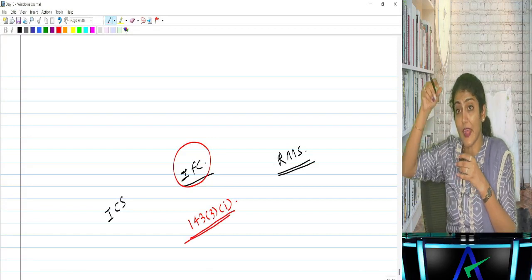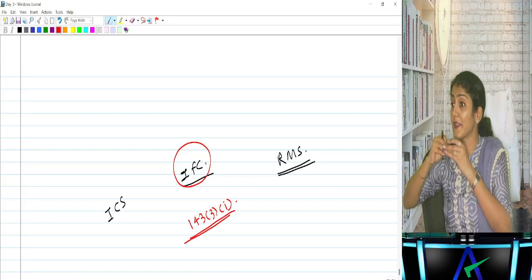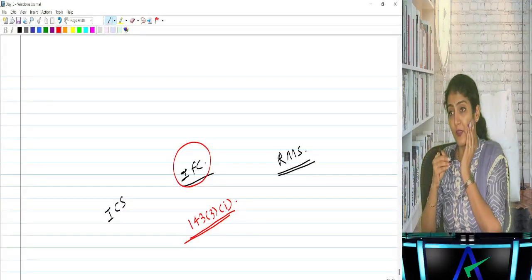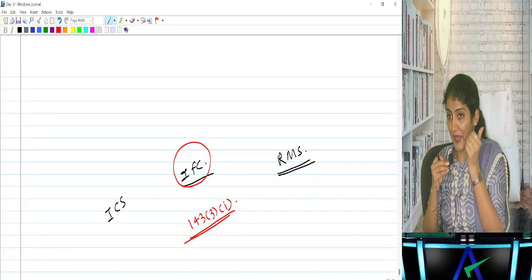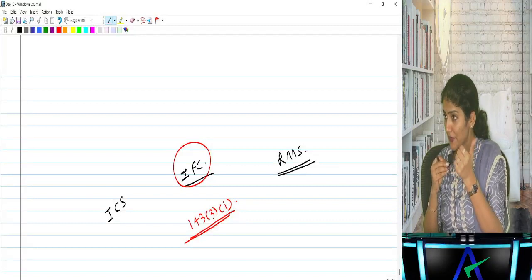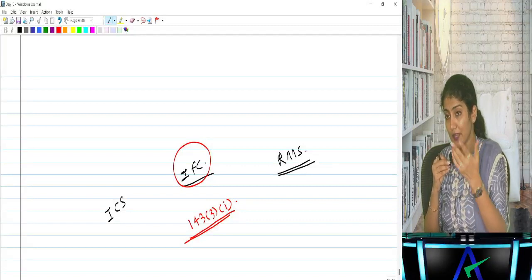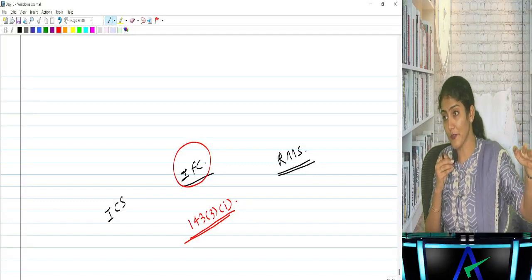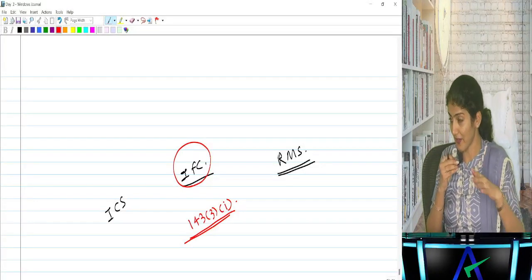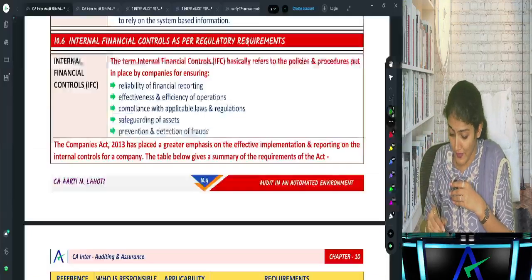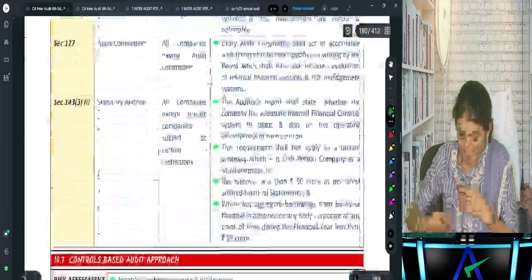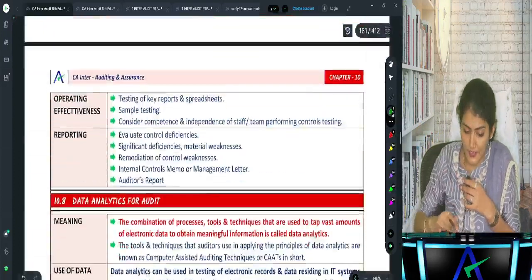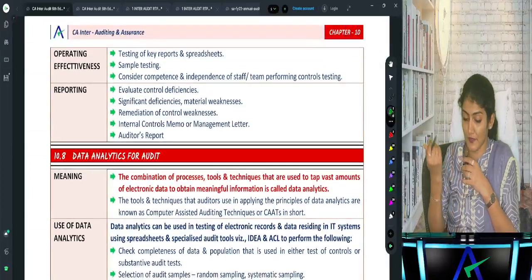Whether the company has adequate internal financial control and the operating effectiveness of such control. It is not applicable for a private company which is a one-person company or a small company, or a private company having turnover of less than 50 crore and borrowings of less than 25 crore. We had discussed it, no? 143(3)(i), so that's the IFC over there. Then control based audit approach: risk assessment, understand and evaluate, test for operating effectiveness and reporting.